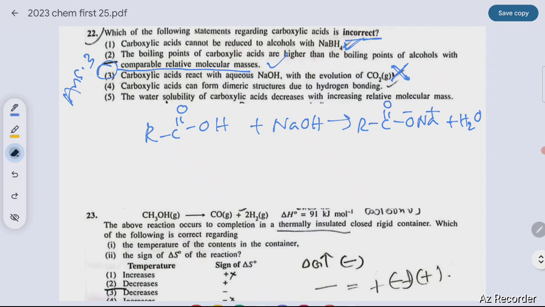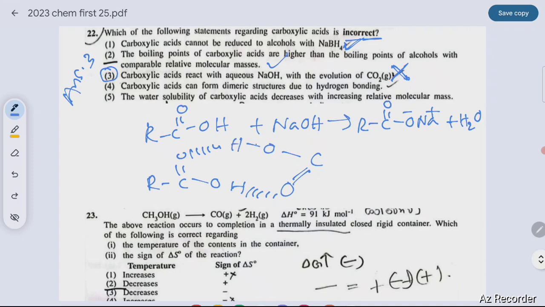Carboxylic acids can form dimeric structures due to hydrogen bonding. Yes. How? This is the RCOOH group. Here it can form hydrogen bonds, and from here also it can form hydrogen bonds with another carboxylic acid, like this. Right? So it can form dimers like this. So that is correct. Fourth is also correct.